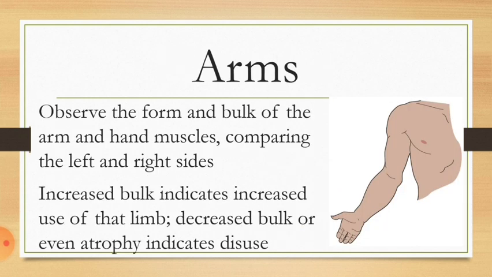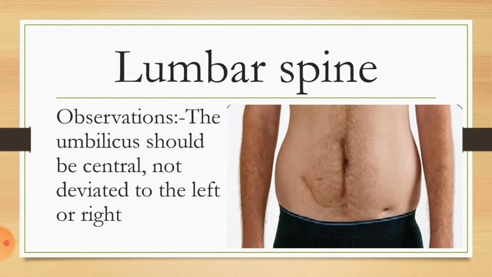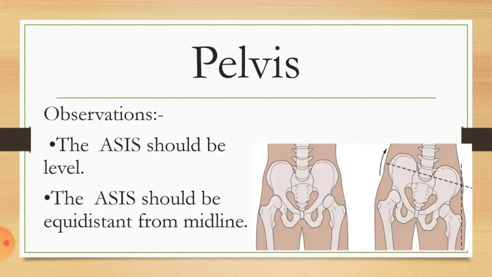Arms. Observe the form and bulk of the arm and hand muscles comparing the left and right sides. Increased bulk indicates increased use of that limb. Decreased bulk indicates disuse. Next, lumbar spine. Observe the umbilicus should be central, not deviated to left or right. Pelvis. Observe anterior superior iliac spine should be level. Anterior superior iliac spine should be equidistant from the spine. First picture shows a normal posture, while the second picture shows a lateral pelvic tilt.